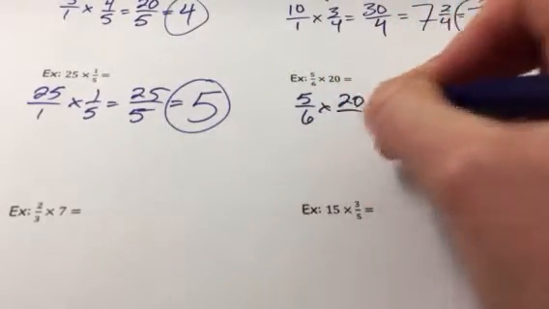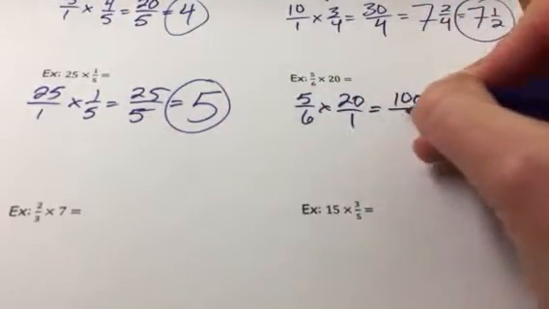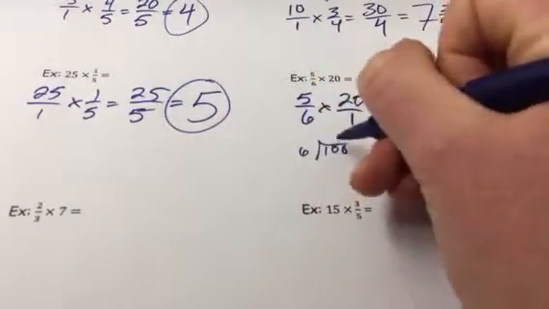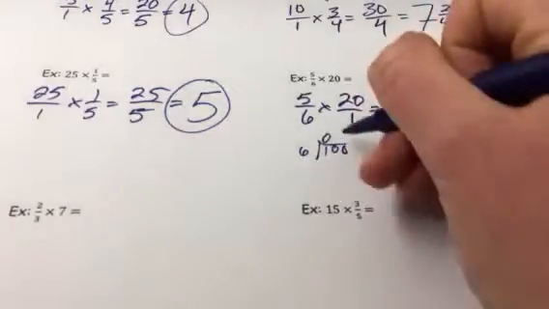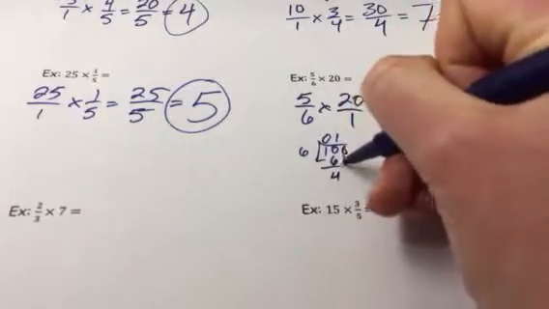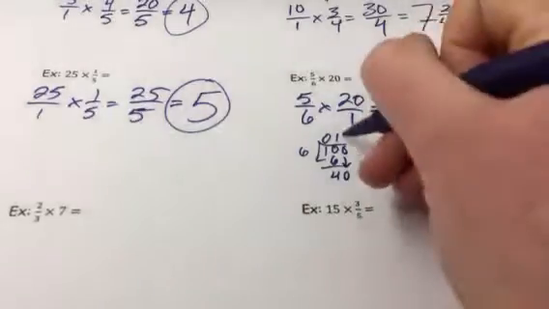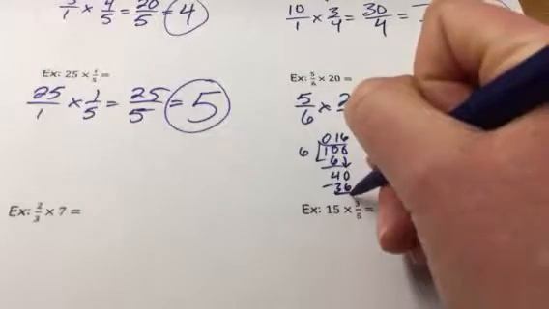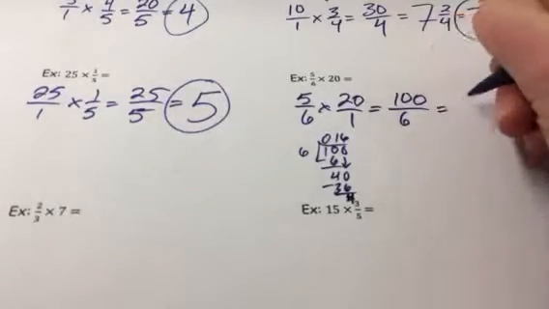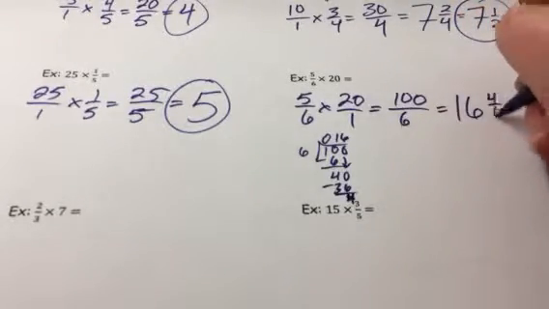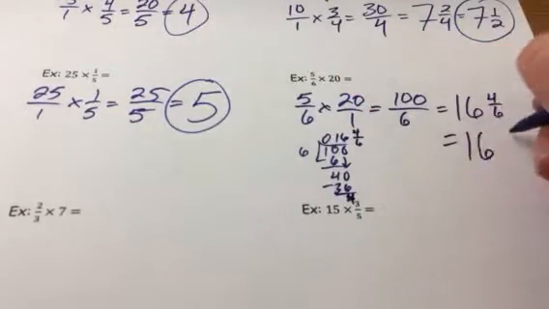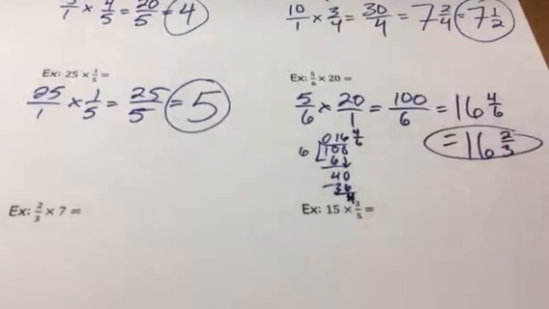And you have 5/6 times 20 over 1. That's going to be 100 over 6. Now I'm going to set this up for long division because that's not so easy. 6 goes into 1 0 times, it goes into 10 once. I subtract 6, I get 4, I bring down the 0. 6 goes into 40 6 times, minus 36. Okay, so I get a difference of 4. So this is 16 and 4/6 because you put your remainder over the divisor. And that is equivalent to 16 and 2/3 if we simplify.